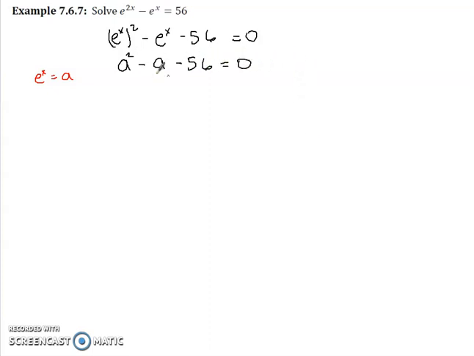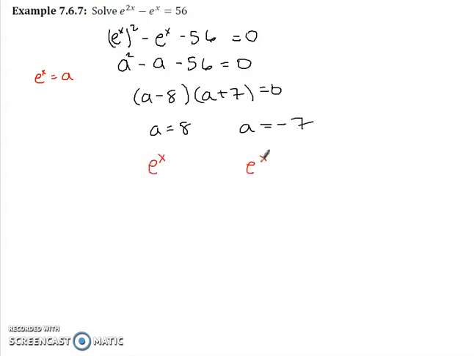So this quadratic is much more friendly for me to work with. I can factor to get a minus 8 times a plus 7 is equal to 0. So a has to equal 8, or a is negative 7. Now a was just a placeholder, so I go back in and I put in my e to the x to get e to the x is 8, or e to the x is negative 7. And this is an equation that I now need to solve.